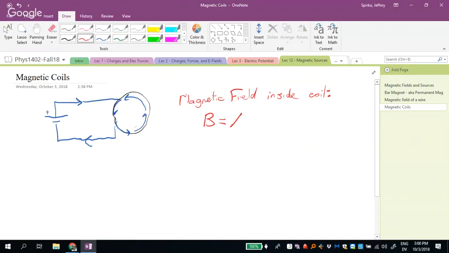B equals mu naught N i over 2 r. That actually looks so far fairly similar to the formula we had before. It has a mu naught in it, like before. It has an amount of current in it, like before. Now it has an N. N is just the number of times the current goes around the loop. So you wrap the wire around and around and around. And then on the bottom, it's 2 times R. There's no pi.